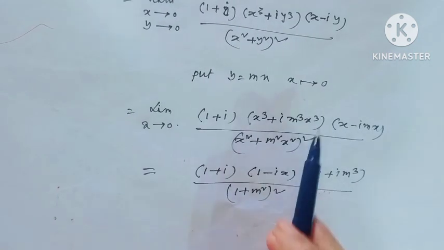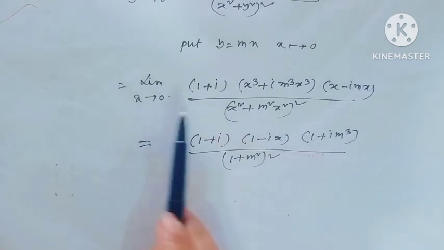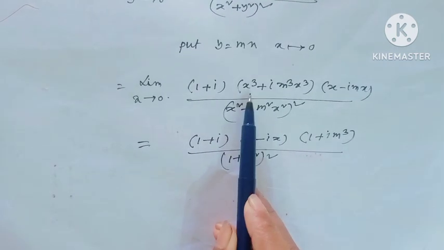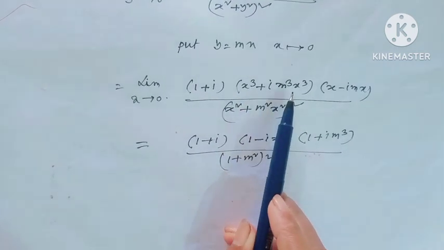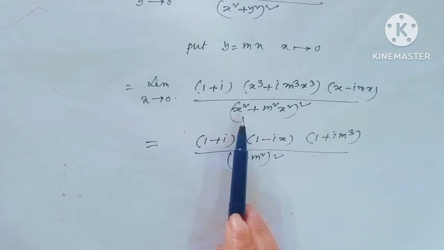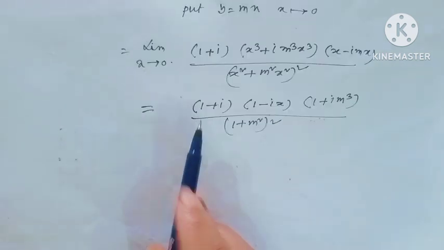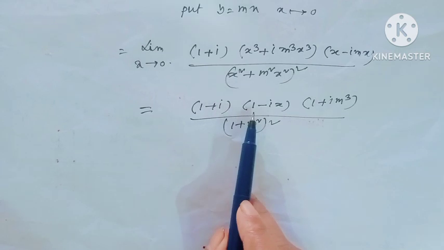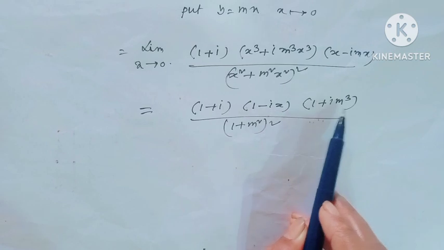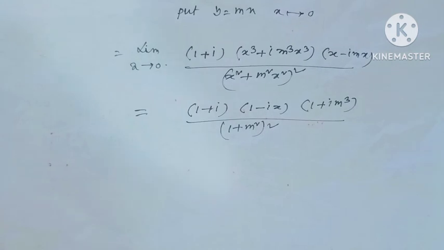Now put y equal to mx and x goes to 0. Then this value would be the limit as x goes to 0 of 1 + i. When we put y = mx, this value would be (x³ + i m³ x³)(x − i m x) over (x² + m²x²) whole square. And this value would be (1 + i) times (1 − im) times (1 + i m³) over (1 + m²) whole square.